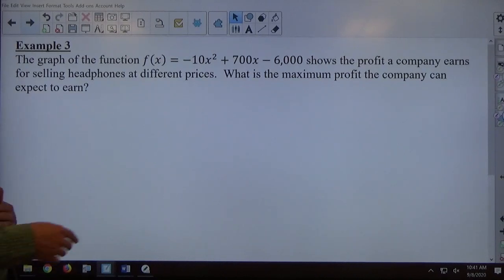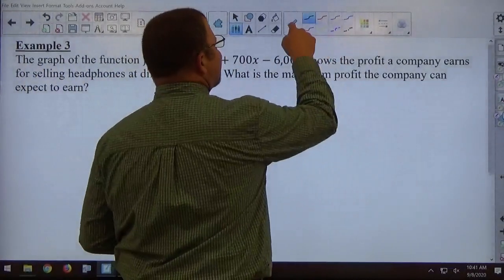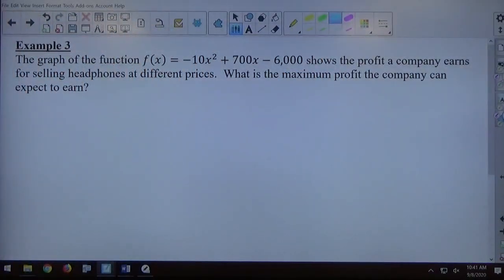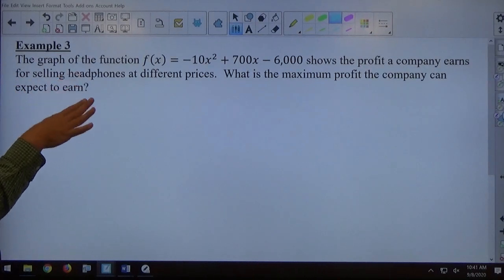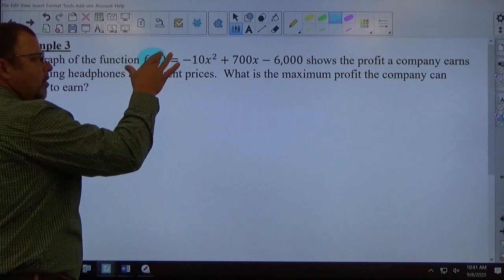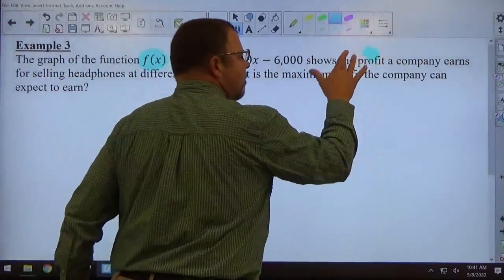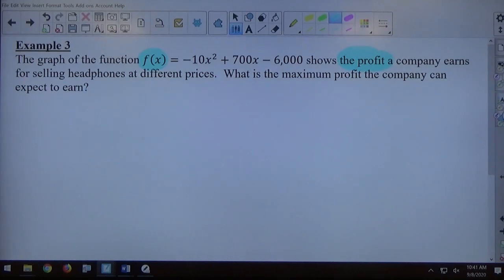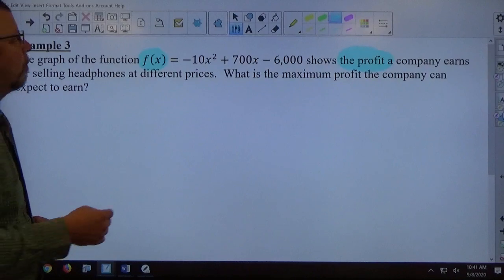So the first thing you want to do with a problem of this variety is make sense of what the variables represent, because if you don't know that, you can't really answer the question. So the function shows the profit. So this is the function f of x. F of x is the profit. Typically profit is given in dollars, right? So the amount of money that the company is going to earn profit-wise.